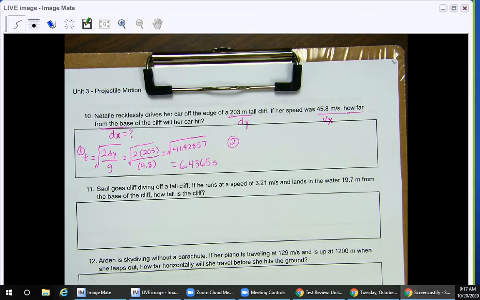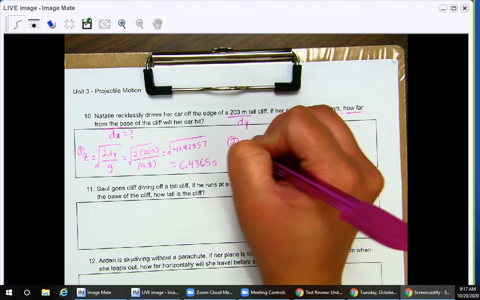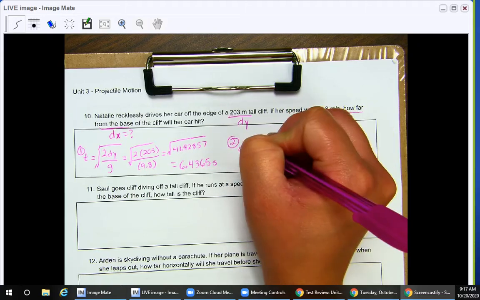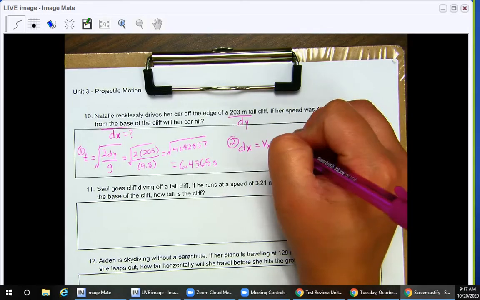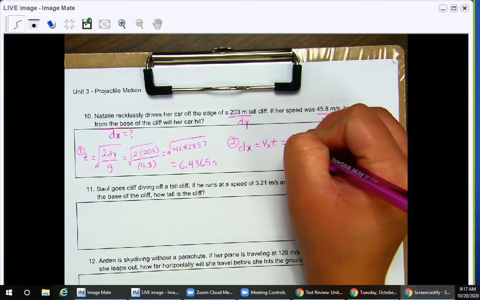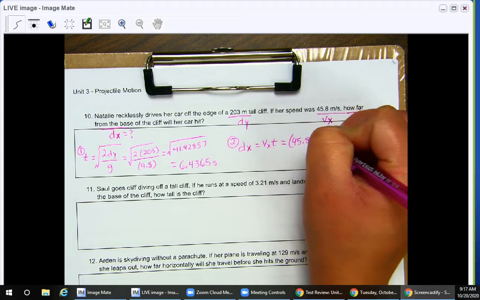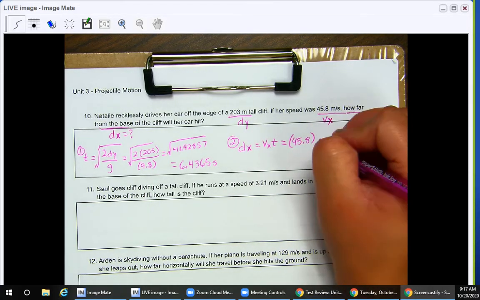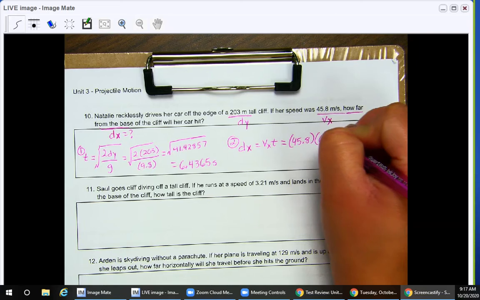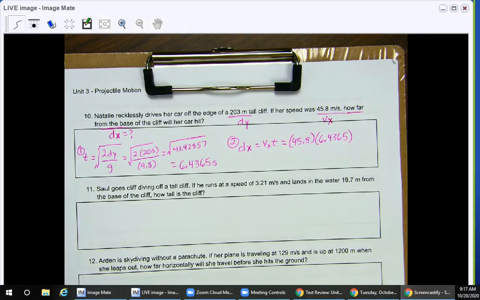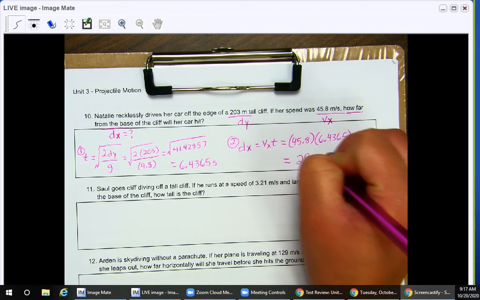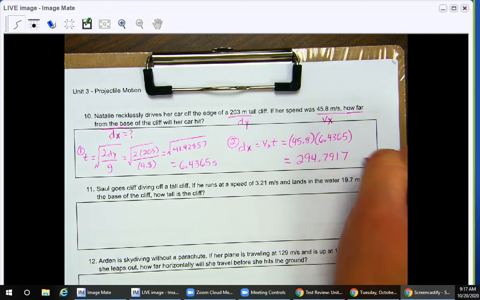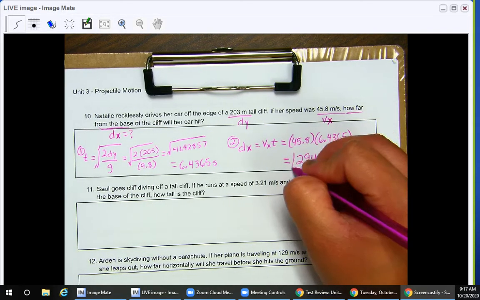So now we're going to use time to solve for dx using our dx formula. On your chart, it says that dx equals vx times t. Plug in your numbers. Your vx was 45.8. Your time was 6.4365. If you multiply those two, your dx is going to be 294.7917 meters for your distance.